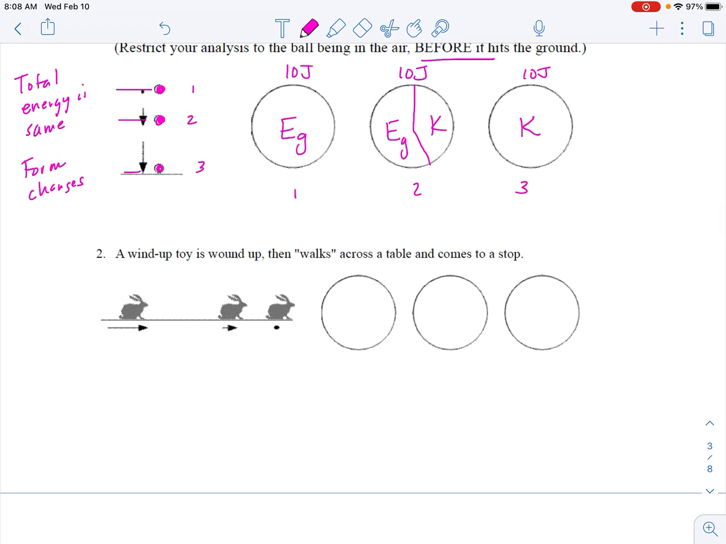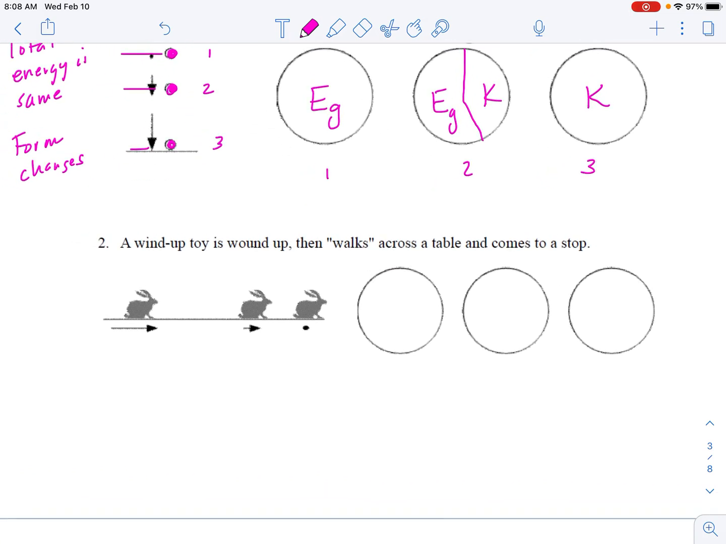Okay, let's look at number 2. A wind-up toy is wound up and then walks across the table and comes to a stop. Well, first of all, to make a wind-up toy work, you have to do work. You have to wind it up. So first work is done, okay? But then the instant that I put it on the table, this arrow indicates that it's moving, so it's going to be all kinetic energy.